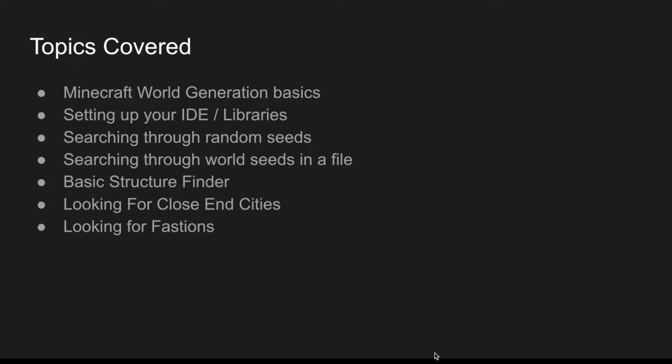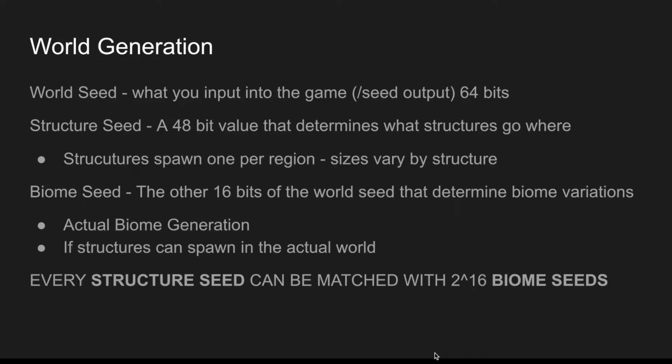Then I'll show how to search through random seeds as well as world seeds that you have in a file, for example, like the list of 12i seeds, or just seeds that you already have generated for another reason, and a basic structure finder example, and then looking for close end cities or fastions, which are fortresses and bastions really close together.